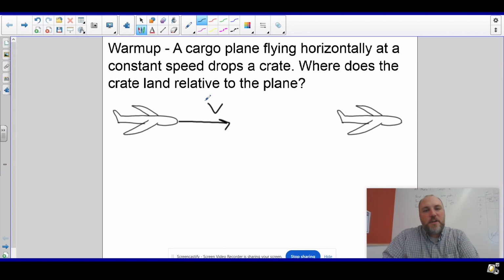Okay guys, today we're starting two-dimensional motion. Specifically, we're looking at horizontally launched projectiles. So I want to start this video by doing a warm-up. Think about the following scenario.